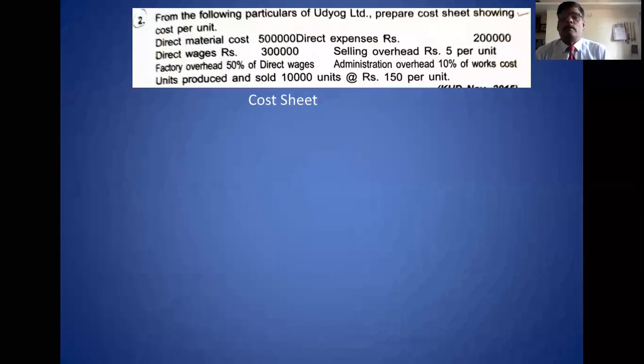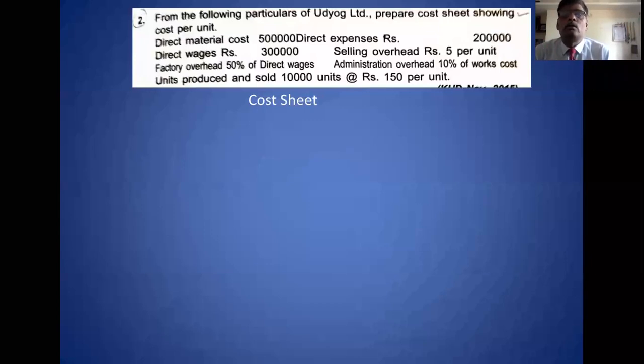Okay, this is the problem. This is a 5 marks question. You have to solve this problem with the help of the given information. So, in the first stage, you take the direct material, direct labor, direct expense. The total of this is called prime cost. To that prime cost, you add factory overhead.